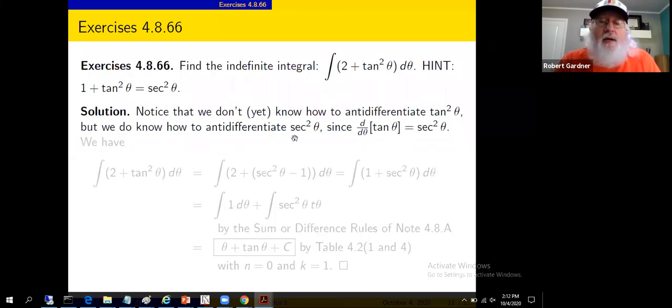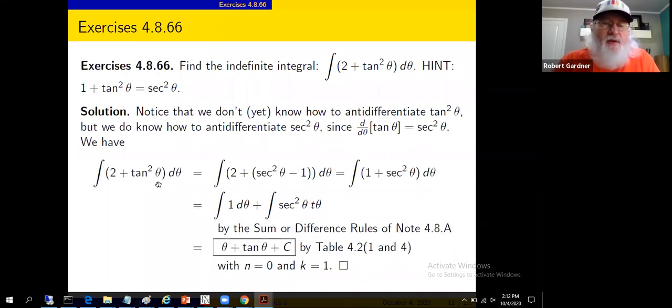So, we don't yet know how to anti-differentiate tangent squared. Actually, if I followed closely through this, we'd see how to integrate tangent squared. But we do know how to anti-differentiate secant squared. Yeah, secant squared is a derivative of tangent. So an antiderivative of secant squared is tangent.